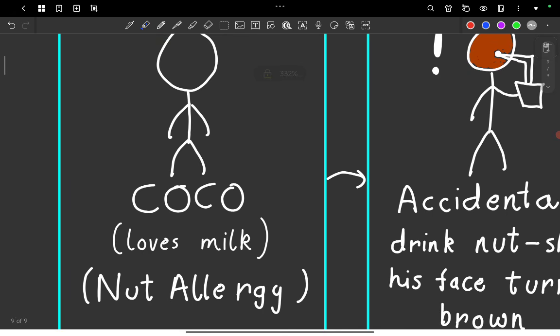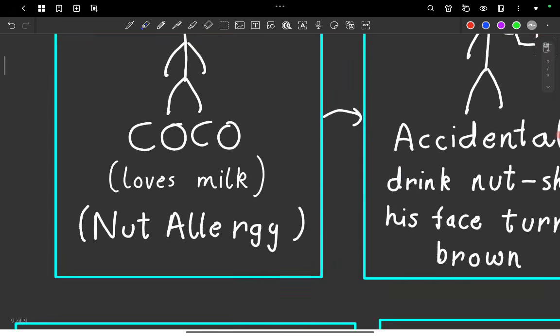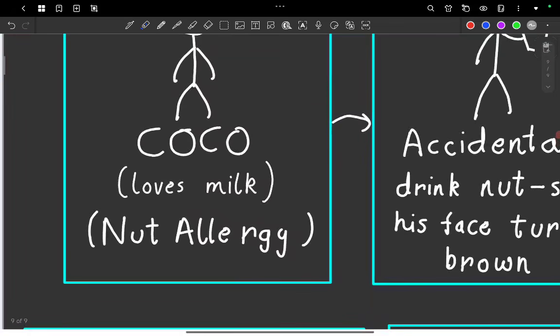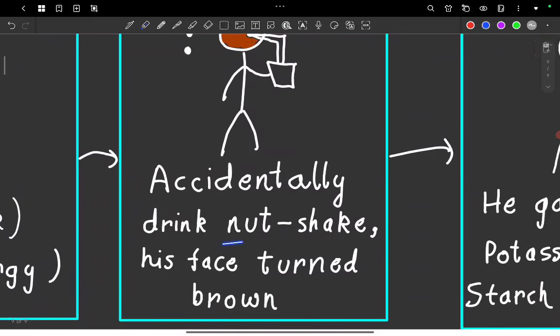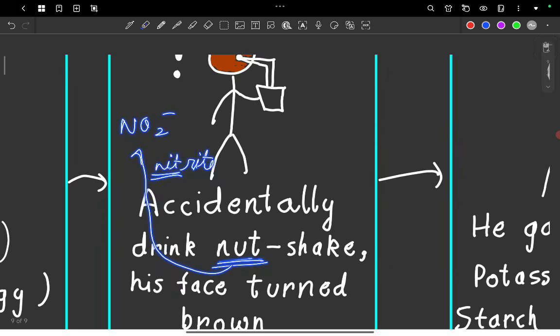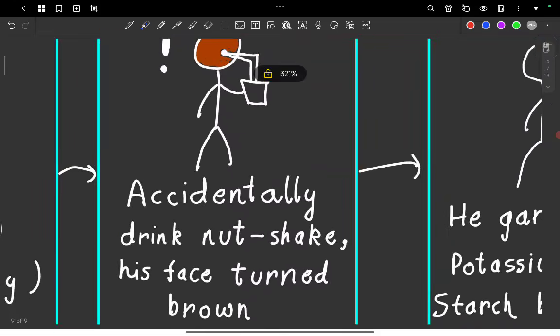So right off the bat, we can see that these two are mnemonics for the carbonate ion and its confirmatory test. Now, why does it have a nut allergy? Basically, nut here is a symbol for the nitrite ion. Like you see, this is nitrite. So you have to remember NIT, NUT. So again, we are creating another link.